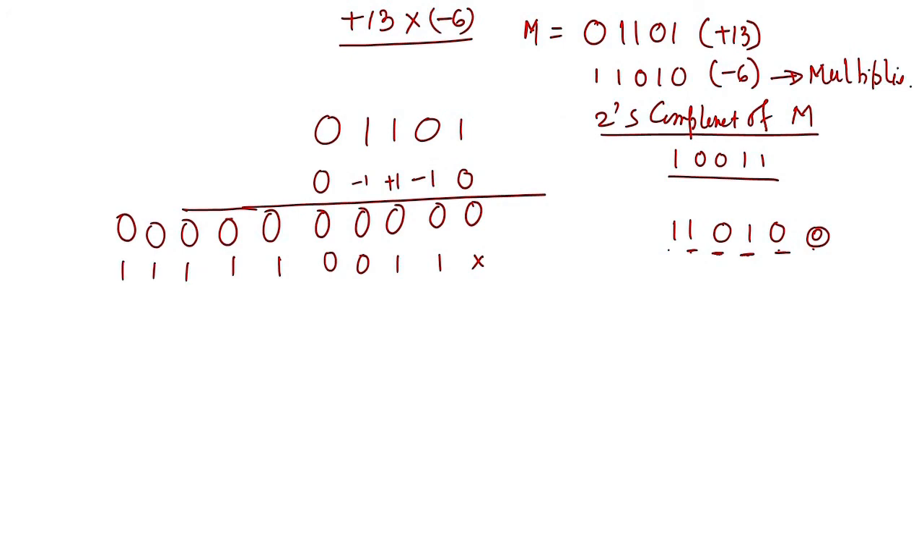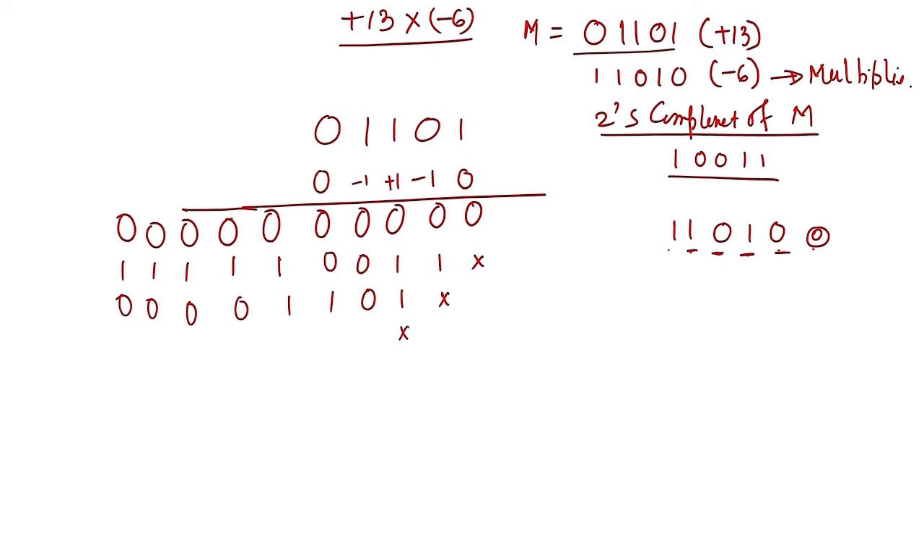So, next is plus 1. Plus 1 is what? You have to add it. Add is the direct value, that is 0 1 1 0 1. So, you have to add 1 0 1 1 0 0 0 0.